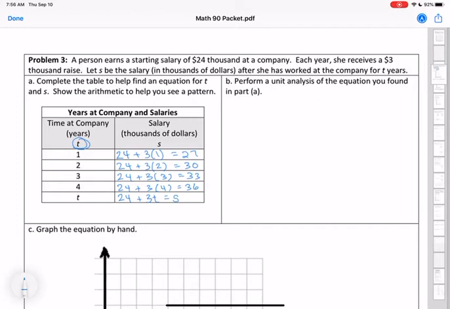All right, so we have an equation. So now this unit analysis, I'm going to take that equation, I'm going to rewrite it, just because for a lot of people, they like to see this single variable on the left. So I'm just going to rewrite it as S equals, I'm going to put 3T plus 24, just to put it in that y equals mx plus b form. You don't have to do that.